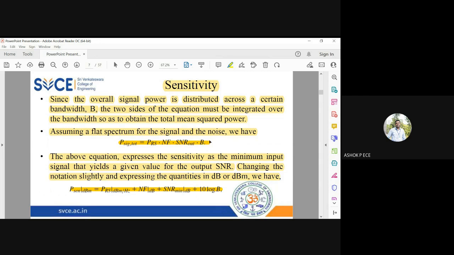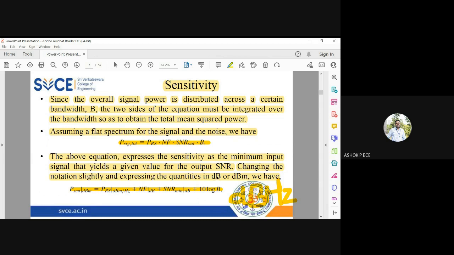So we will never use 20 log, we will use 10 log only. So P sensitivity in dBm equals PRS in dBm, plus noise figure, 10 log of noise figure in dB, plus SNR output becoming SNR minimum in dB, plus bandwidth in dB, which is 10 log B. If you take the bandwidth in dB, it is called dB hertz.